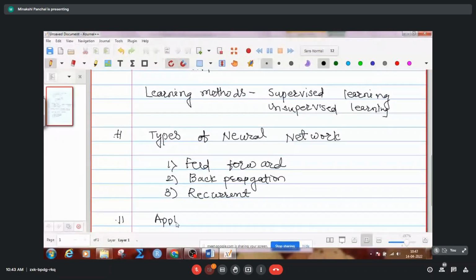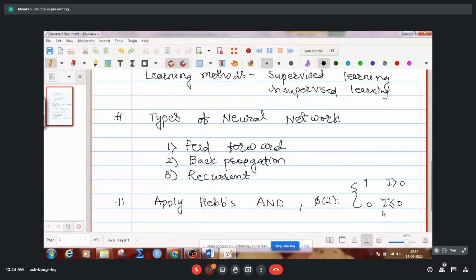Apply Hebb's rule for AND gate. I will give you the activation function also. What will be the activation function? Phi of I equals 1 if I is greater than 0, and it is 0 for I less than or equal to 0. So this activation function will be defined there.